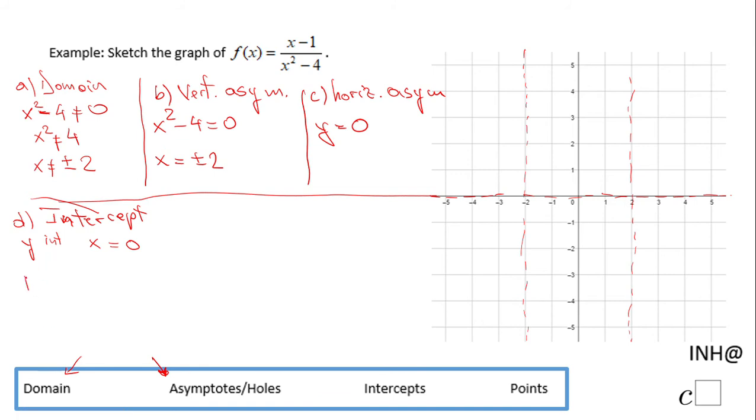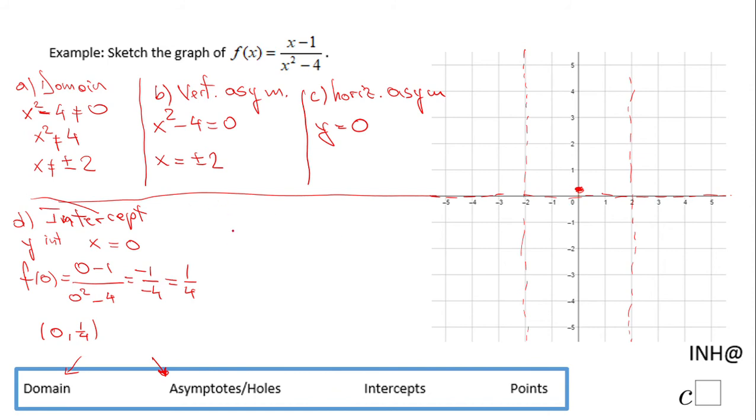We're going to have f of 0, and we have 0 minus 1 over 0 squared minus 4. If you take a look, this one is going to be negative 1 over negative 4, or just 1 over 4. So my y-intercept is (0, 1/4), which means somewhere right here. Okay, and this is the y-intercept.